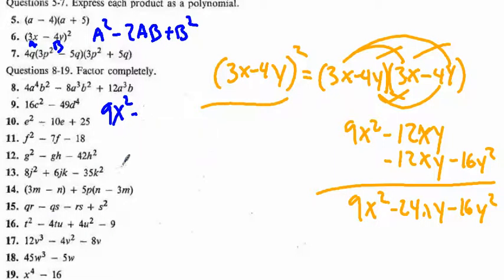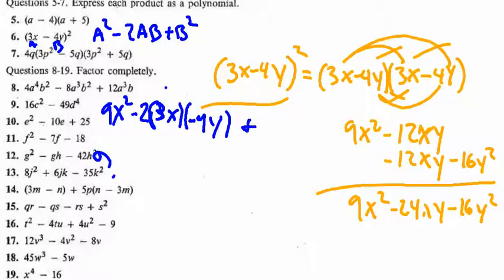Come on, there you go. 2 times 3. That is a 3, folks. Let's try this. Doesn't want to do it. 3x times negative 4y. And then my b value is 4y squared. 4 times 4 is 16. Y times y is y squared. And so now I just multiply those together.